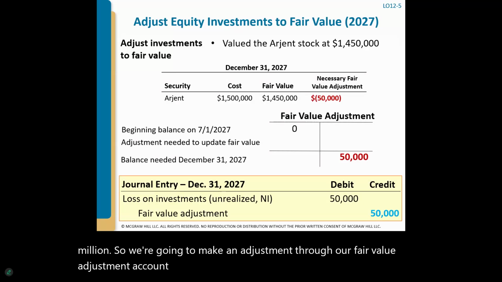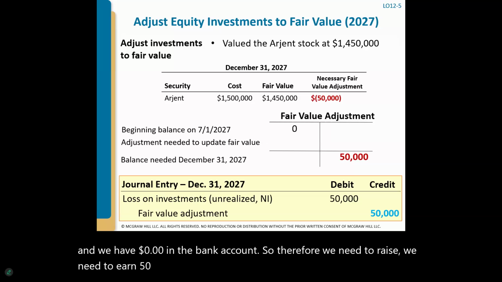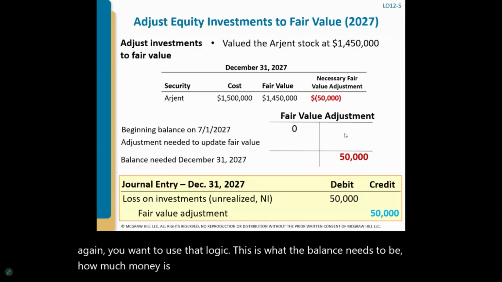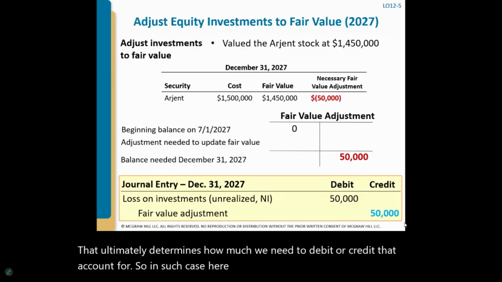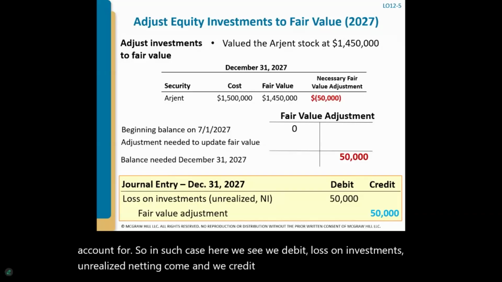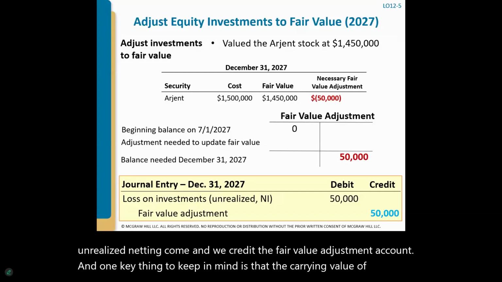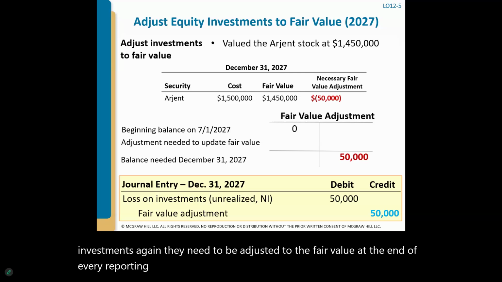Right now, we need $50,000, and we have $0 in the account. So therefore, we need to record $50,000. So when you look at the T accounts, as we see here, again, you want to use that logic. This is what the balance needs to be. How much is there? That ultimately determines how much we need to debit or credit that account for. So in such case here, we see we debit loss on investments, unrealized net income, and we credit the fair value adjustment account. And one key thing to keep in mind is that the carrying value of the equity investments, again, they need to be adjusted to the fair value at the end of every reporting period. It's similar to trading securities.